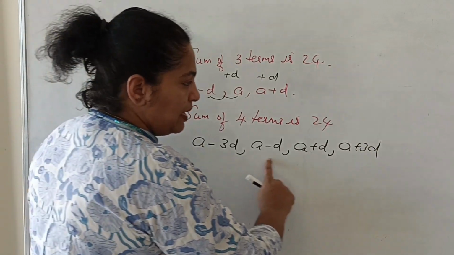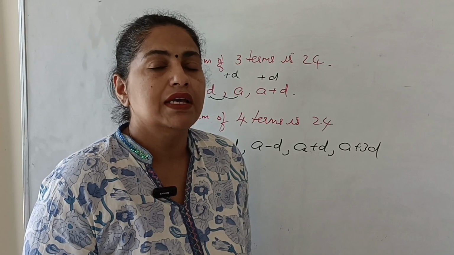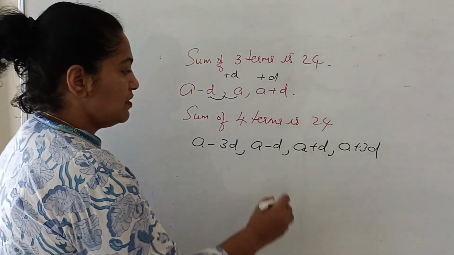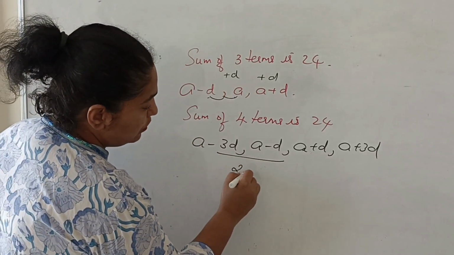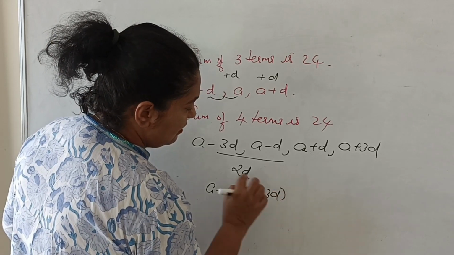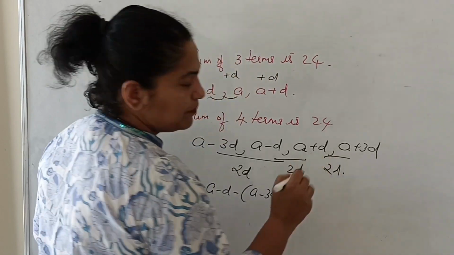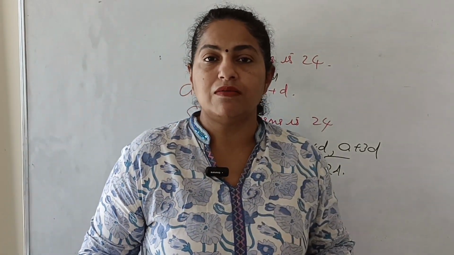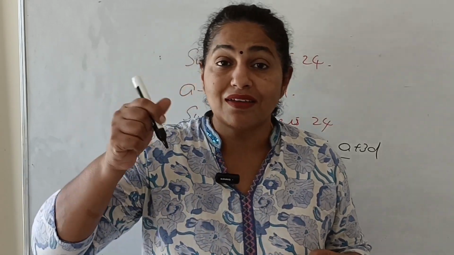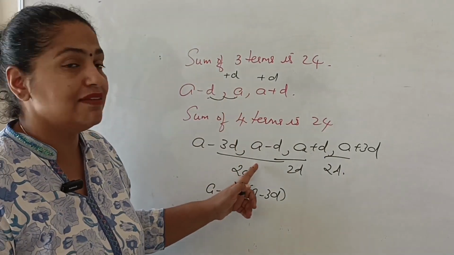You can see that when I am adding all this, 3D will cancel, minus D plus D will cancel. But here there is a catch. What's the catch? What is the common difference between successive terms? It is 2D. A minus D minus (A minus 3D) is 2D. Here also 2D, here also 2D. When you are choosing the terms in such a way that you are cancelling out any of the terms, it's fine. Check the common difference, please. It might differ. Here it is D, here it is 2D.